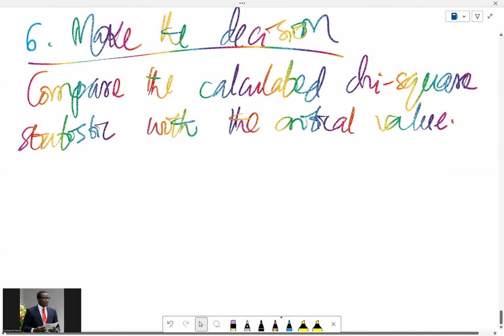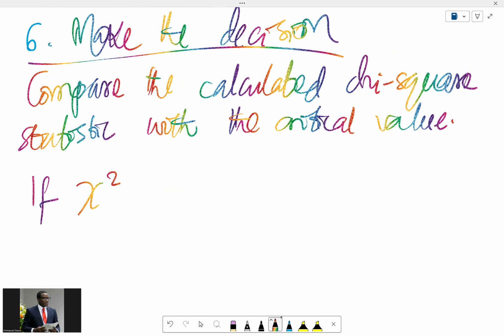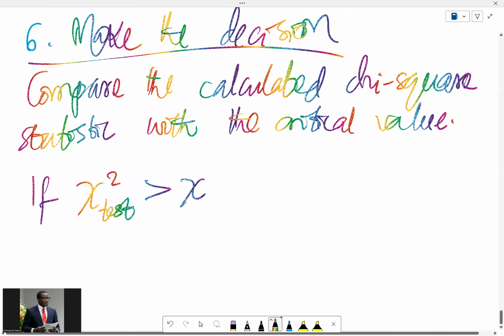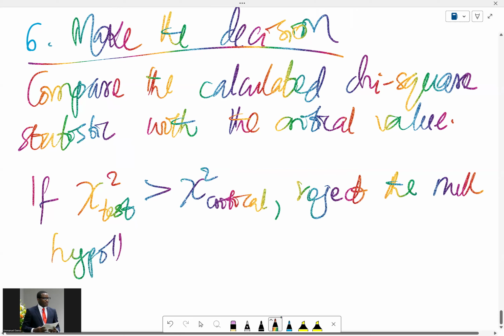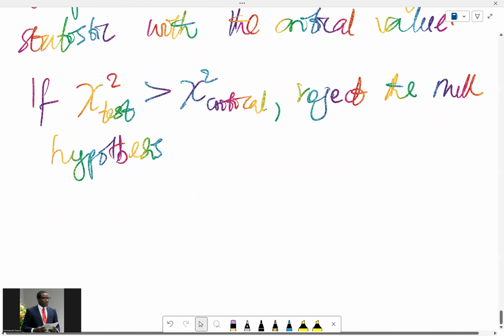If chi-squared test, that's the test statistic, is greater than chi-squared critical, you reject the null hypothesis. I think it's usual that once what you calculate is greater than the critical value, you reject the null hypothesis. But I think in the case of the Wilcoxon signed rank test, if it's greater, you accept something like that. I think that's the only one that's different a bit, if I got that right.